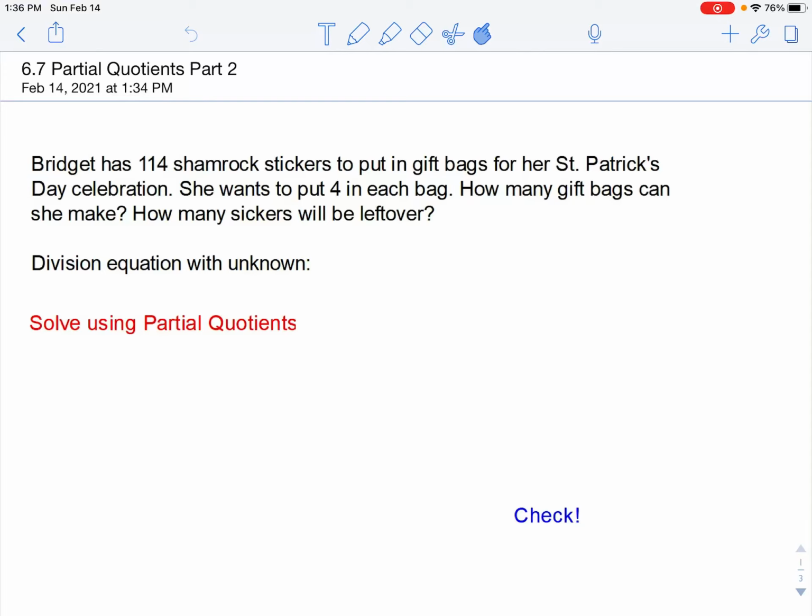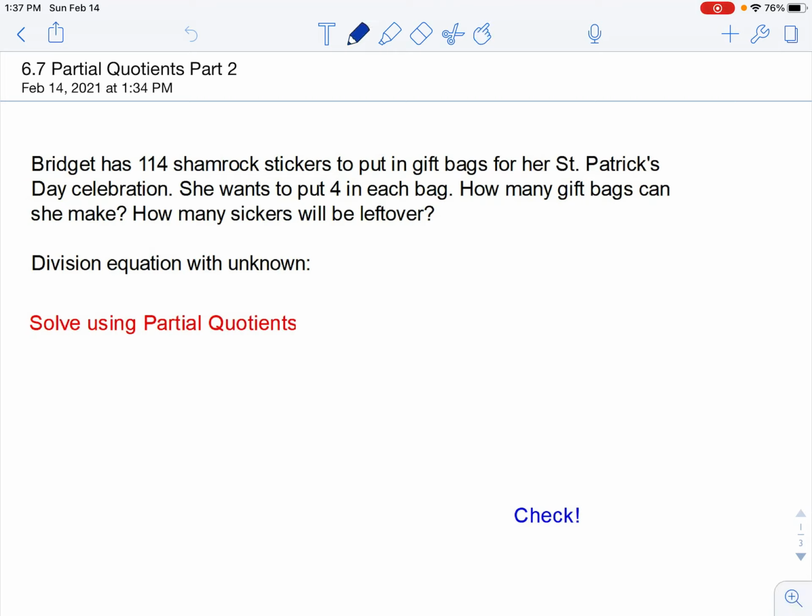Today we are going to get additional practice with the partial quotients strategy. Let's start with some story problems. Bridget has 114 shamrock stickers to put in gift bags for her St. Patrick's Day celebration. She wants to put 4 in each bag. How many gift bags can she make? How many stickers will be left over?